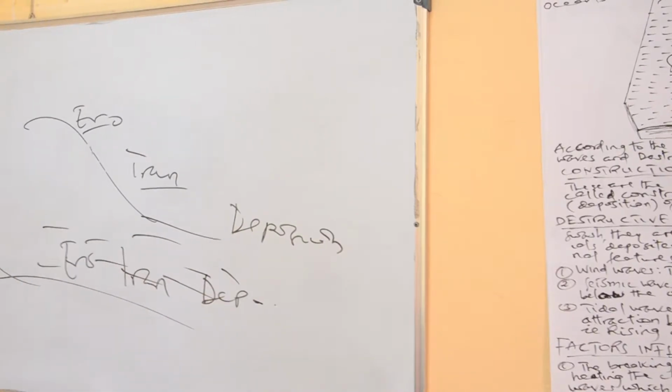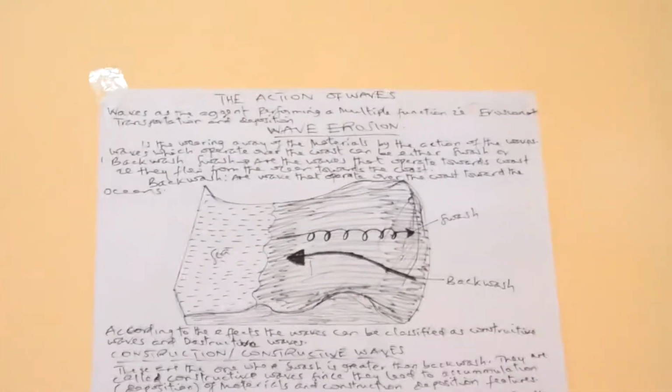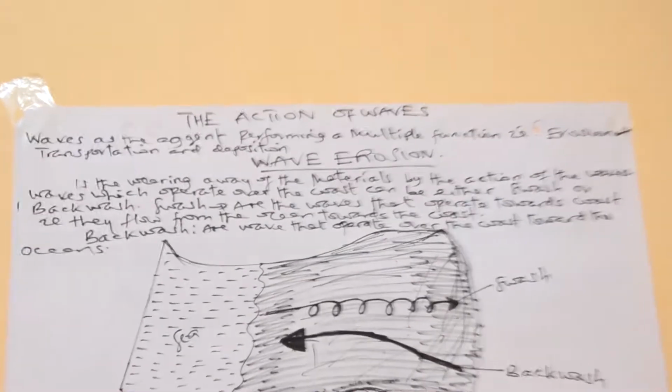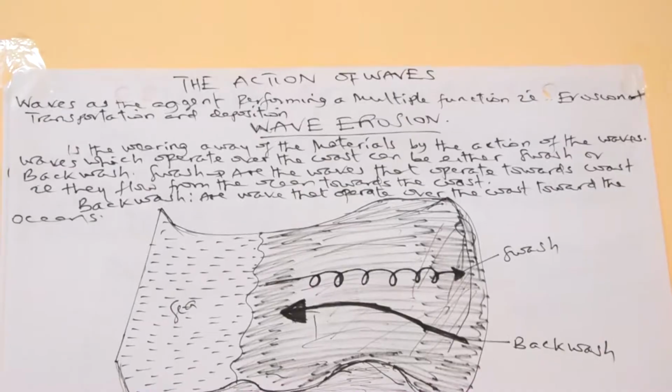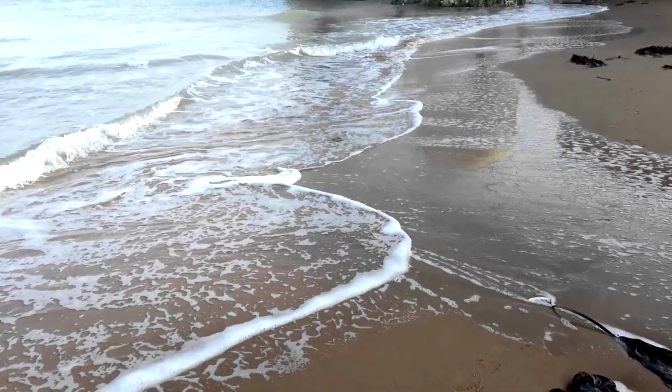We start with wave erosion. It is the wearing away of material by the waves. Waves which operate over the coast can be either swash or backwash. As I told you, the meaning of swash and backwash: swash is the current which flows from the middle of the ocean, of the sea, to the coast. But backwash is the current returning back to the middle of the ocean.